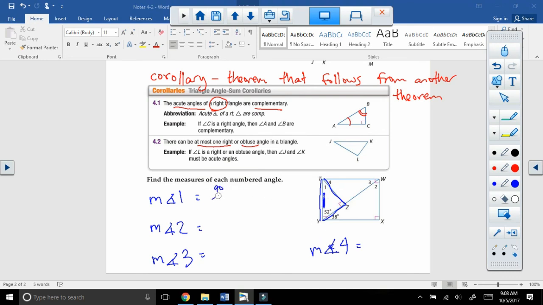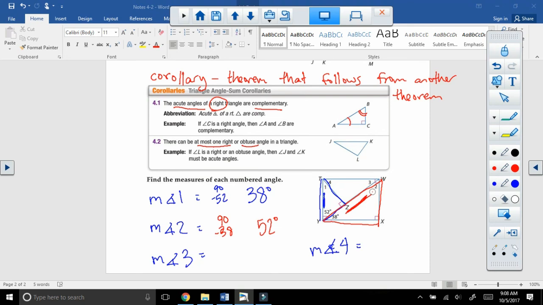So I can just do 90 minus 52. So angle 1 is 38 degrees. Angle 2 is part of this bigger right triangle here. And again, these two angles are going to add up to be 90. So I could do 90 minus 38. The answer is 52 degrees.